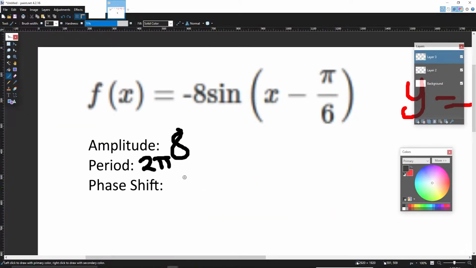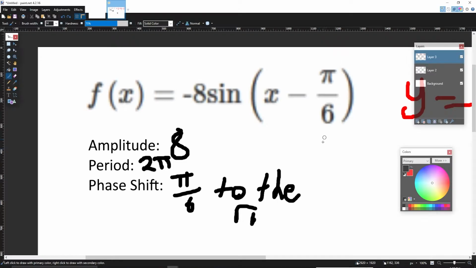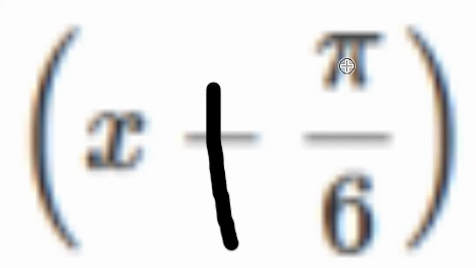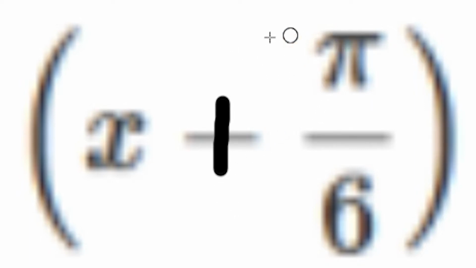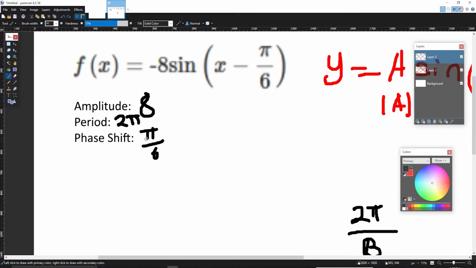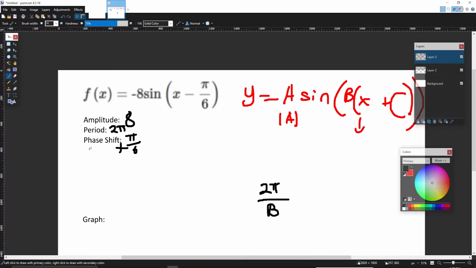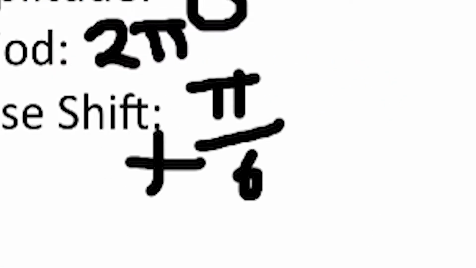So that means it's just going to be pi by 6 to the right. Honestly, I can't really tell you why. Just know that it's always the opposite of whatever sign this is. If it's negative pi by 6, then the phase shift is positive pi by 6, or pi by 6 to the right. If it's a positive pi by 6, then it's pi by 6 to the left. Just remember that. I tend to write positive pi by 6 so she knows what I mean. Hopefully. If I lose points on that, I swear.